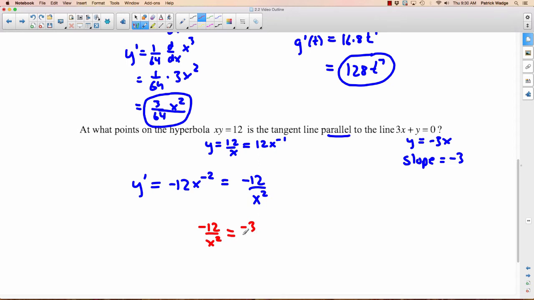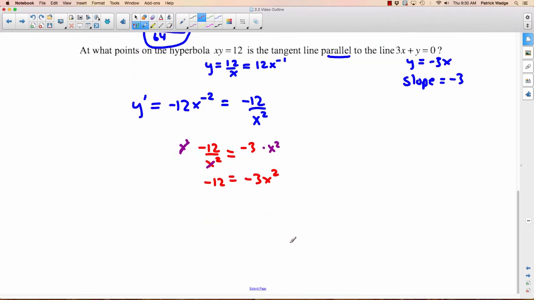Why don't we multiply both sides by x squared here? If we multiply this side by x squared, then the x squareds cancel. So all we're left with is negative 12. What you do to one side, you got to do the other. So you have to multiply this side by x squared as well. So you get negative 3x squared. Next thing you probably do, divide both sides by negative 3. If you divide both sides by negative 3, you get 4 equals x squared. Last thing to do, take the square root of both sides. But you need to remember something. When you solve equations by taking square roots, you must put plus or minus. So your answer will be x equals plus or minus 2.